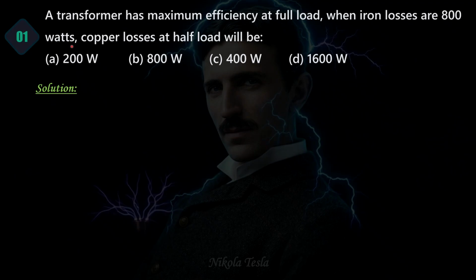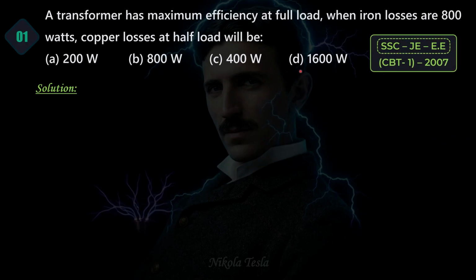Now let us read the question. A transformer has maximum efficiency at full load when iron losses are 800 watts. Copper losses at half load will be option A 200 watt, option B 800 watt, option C 400 watt and option D 1600 watt. The question asks for the copper loss at half load given that maximum efficiency occurs at full load with 800 watts of iron loss.